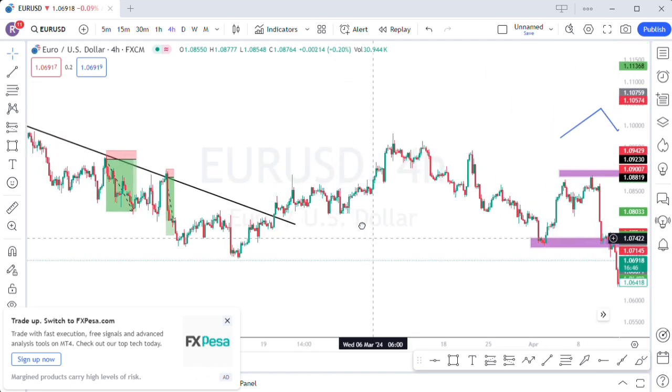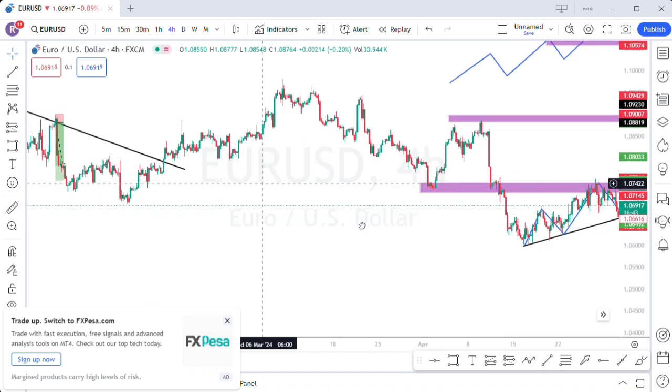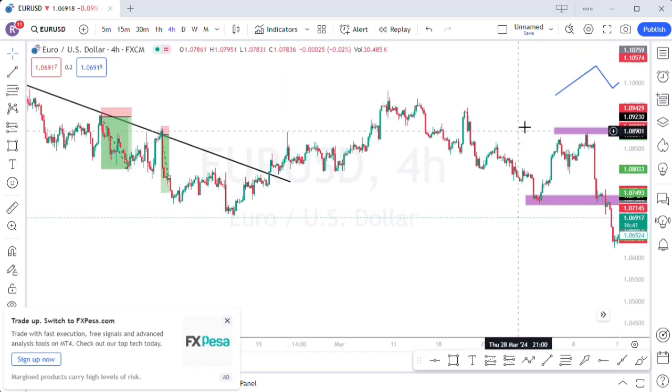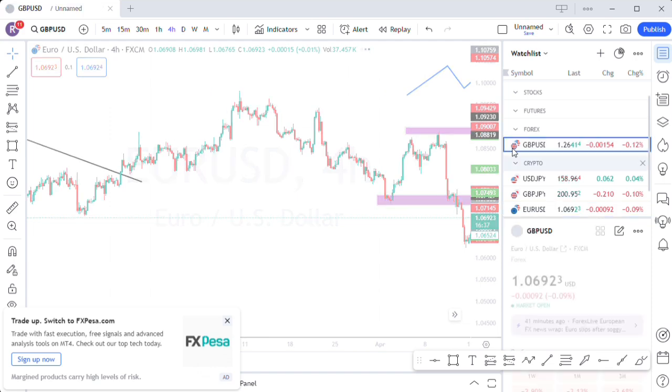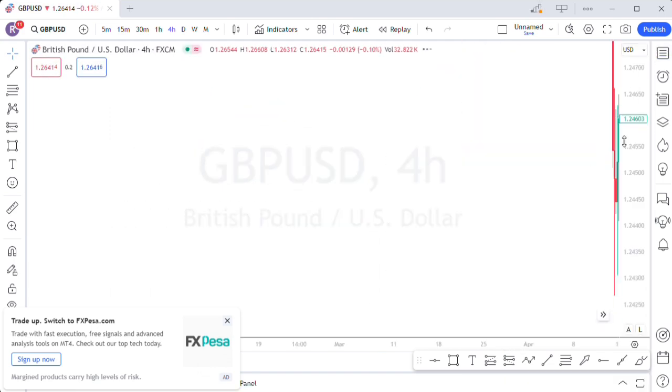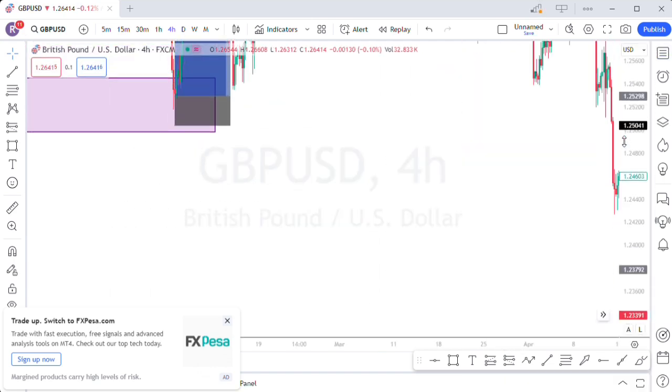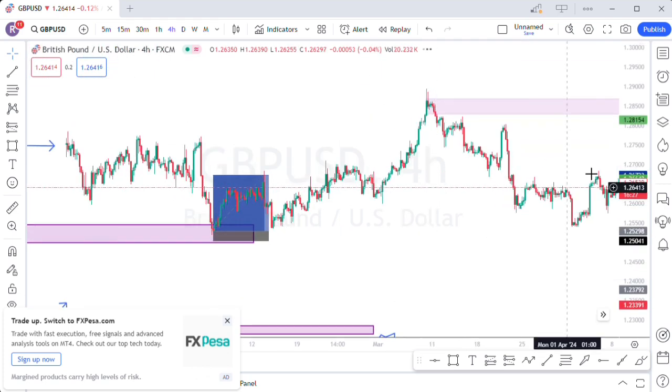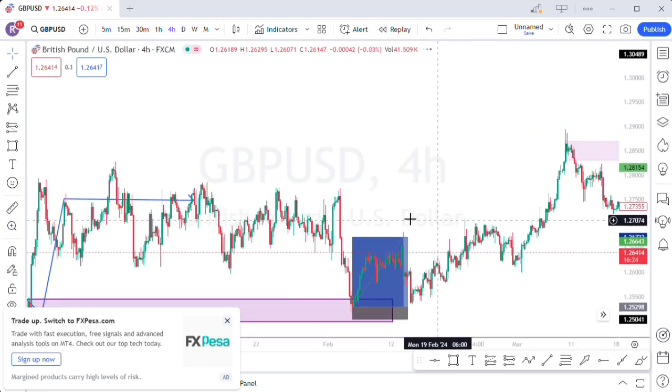So in this market, you just need to be patient and wait for any opportunity that could happen in the market for you to take action, either to buy or sell. So let me go to GBP and show you also the opportunity that could occur in GBP.